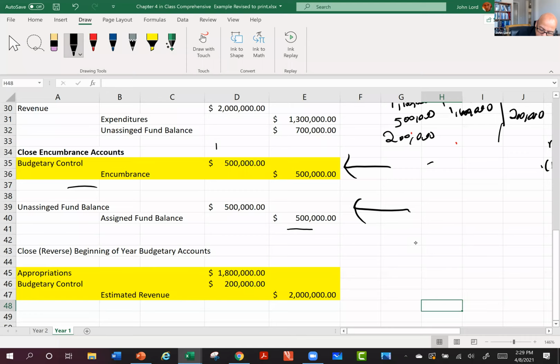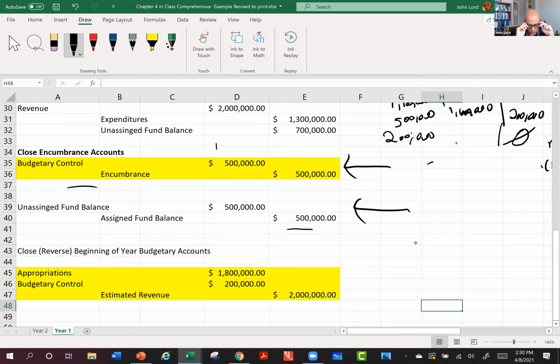Okay. Now, sometimes students have trouble. They say, I don't understand why we close all those budgetary accounts. Well, think about it. All of those budgetary accounts have their mirror image sitting in what? Sitting in income statement accounts. Estimated revenue, appropriations is like an estimated expenditure, and budgetary control is just a placeholder so that my journal entry balances here. And so just like you close income statement accounts, you close your budgetary accounts at the end of the year. So by the end of the year, all of my budgetary accounts are zero.